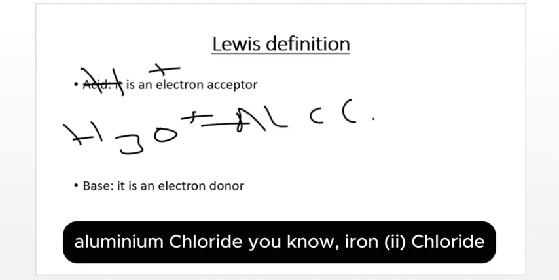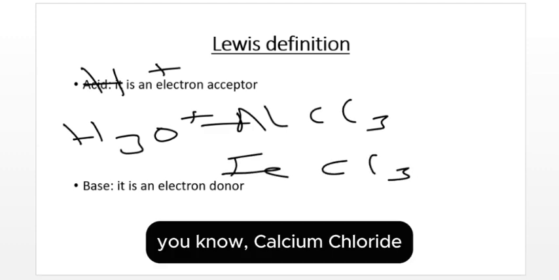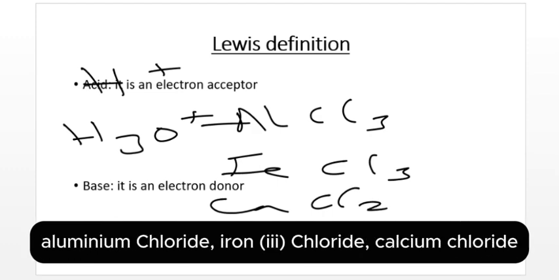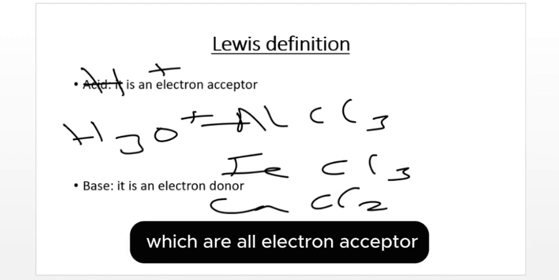Aluminium chloride, iron trichloride, calcium chloride. They are all examples of what? Lewis acids. Aluminium chloride, iron trichloride, calcium chloride, which are all electron acceptors.